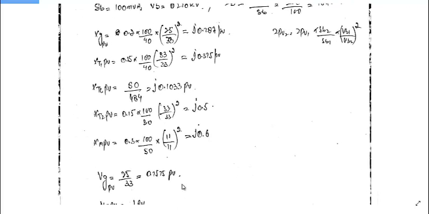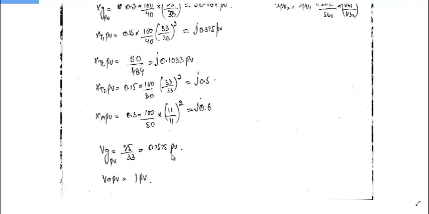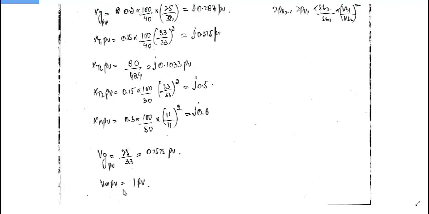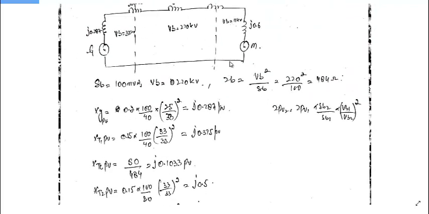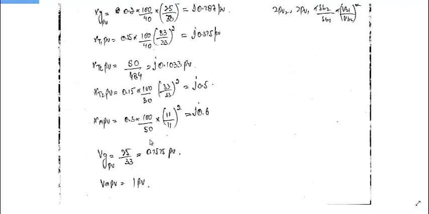That's why I have written VG per unit. It is 25 kV, but our base value is 33 kV, so its per unit value will be 25 over 33, that's 0.76 per unit. And VM per unit, the terminal voltage of the motor at this point: its actual rating is 11 kV and our base is 11 kV, so it will be equal to 1 per unit.